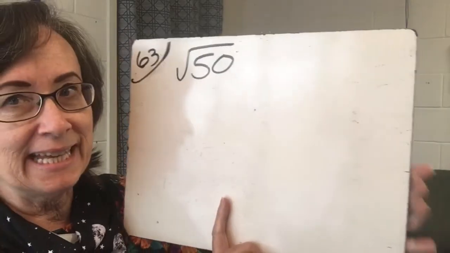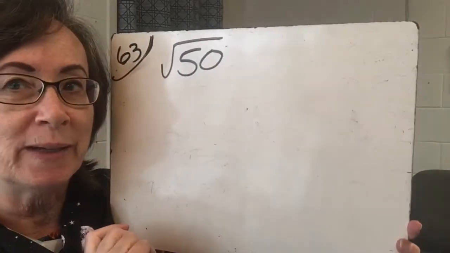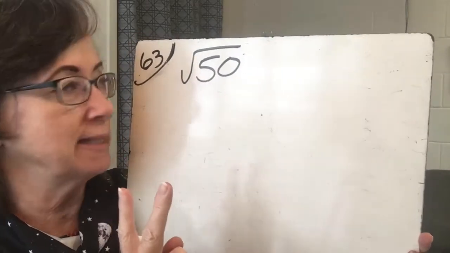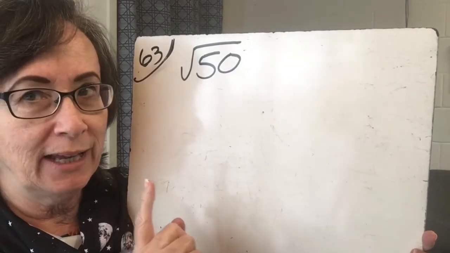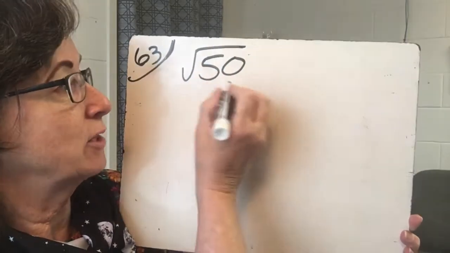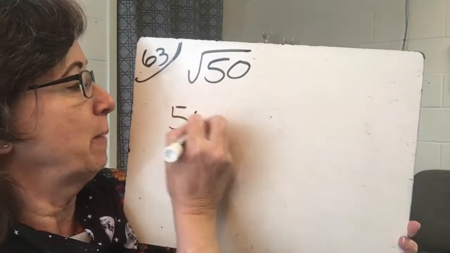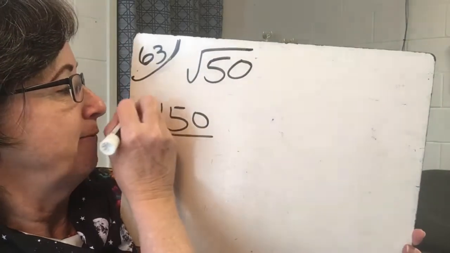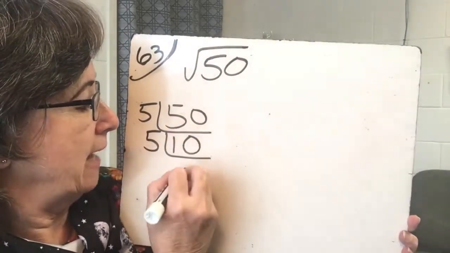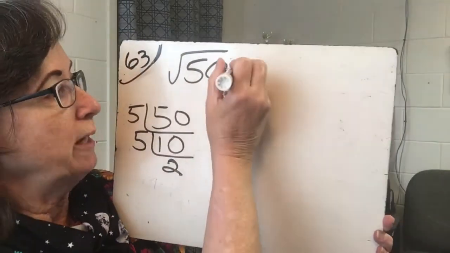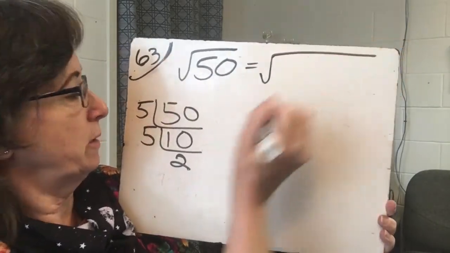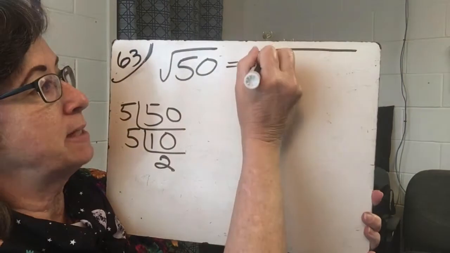Okay, so this is the first problem. How do we simplify the square root of 50? I'm going to show you how to do this two ways. One, using prime factoring. So we're going to take the square root of 50. Now we remember that 50 divides by 5 and leaves 10, and 10 divides by 5 and leaves 2. So we could rewrite the square root of 50 as the square root of 5 times 5 times 2.